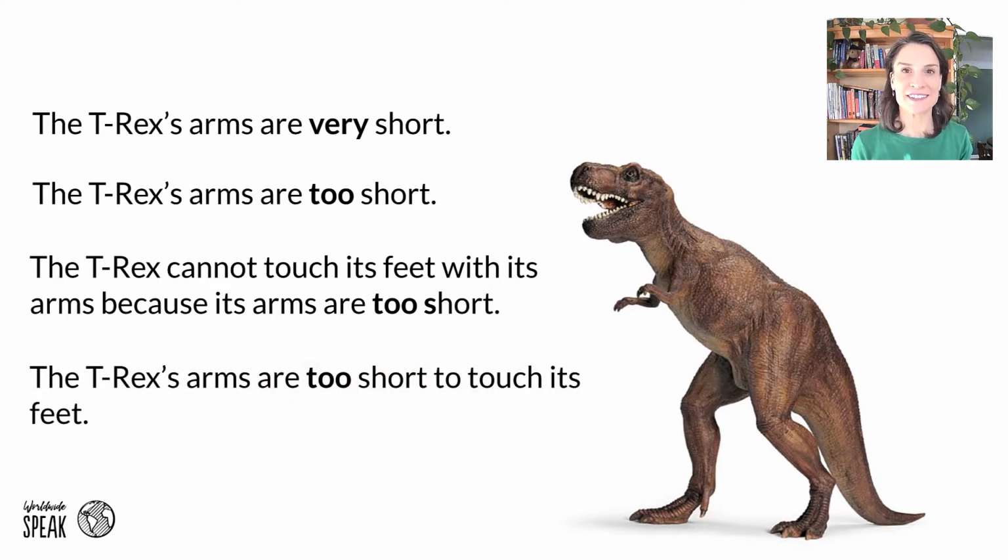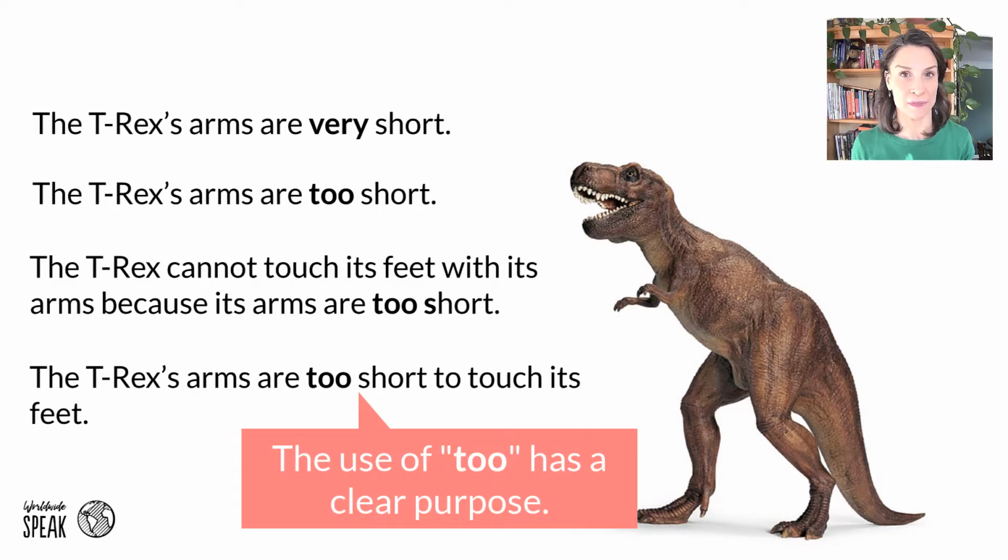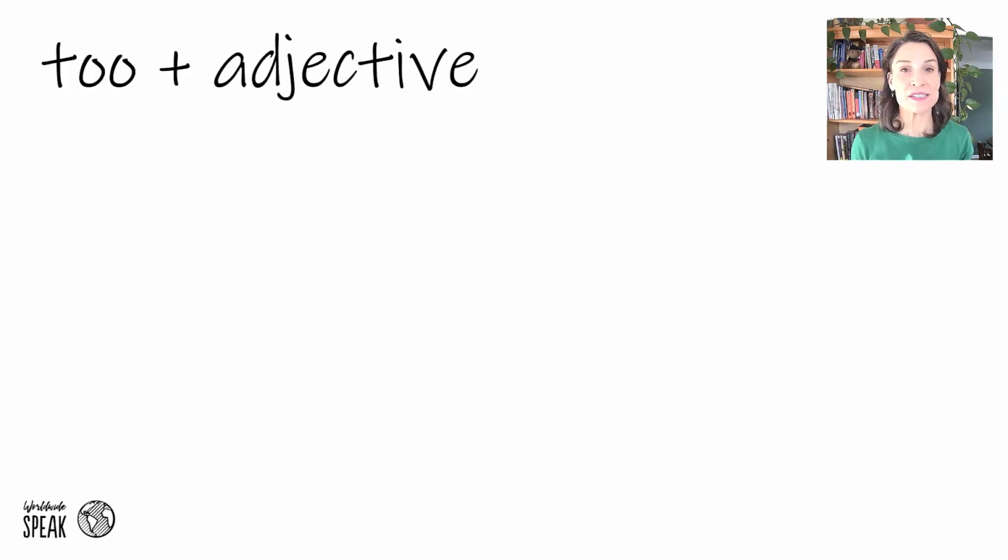Or here, the T-Rex's arms are too short to touch its feet. So here it is clear why I'm using too, because it means that I can't do something because of the limits of this arm. And that's when it's important to use the word too. Notice that I was always using too with an adjective.